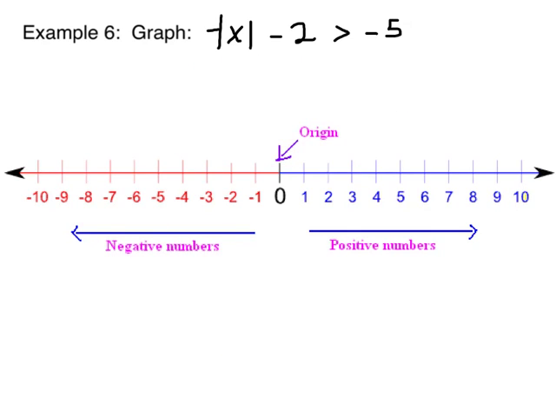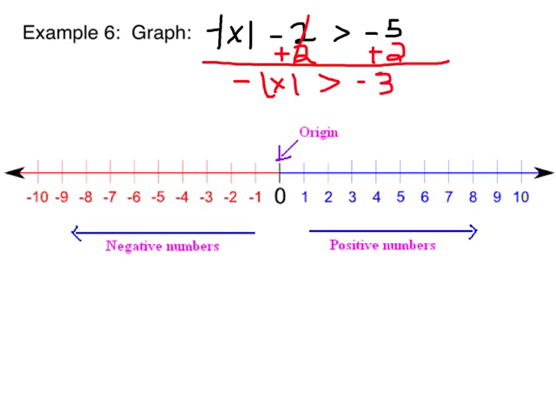In this example, the first thing we're going to have to do is sort of semi-solve this inequality because we have numbers on both sides. So we need to move this negative 2 to the other side first. We've gotten rid of that. We have the opposite of the absolute value of x is greater than negative 3.